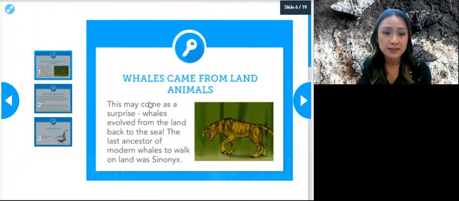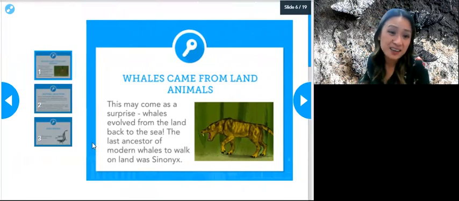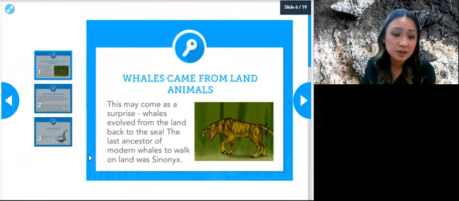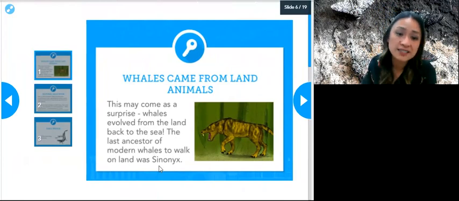Now, slide 6, whales come from land animals. This may come as a surprise. Whales evolved from land back to sea. The last ancestor of modern whales to walk on land was Cynonyx.